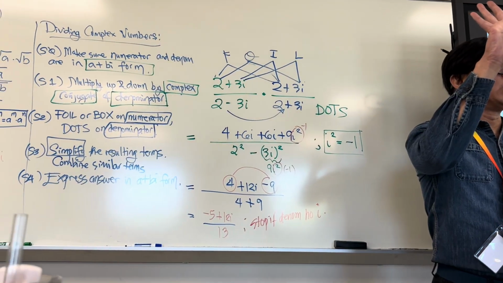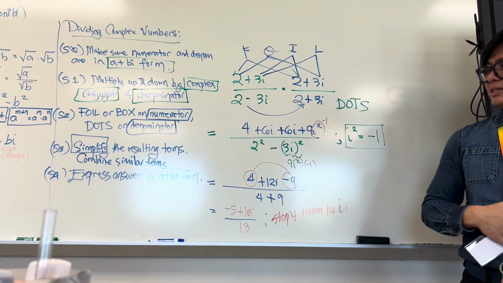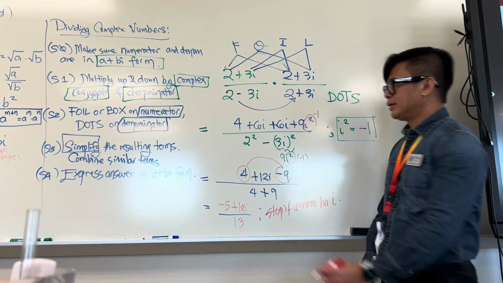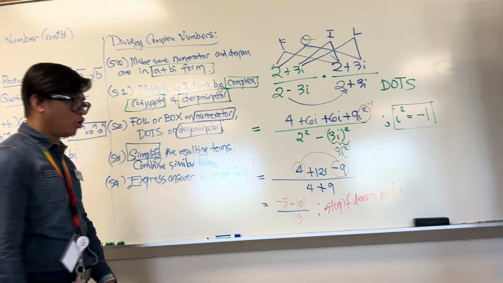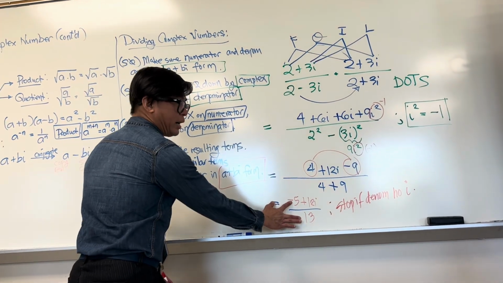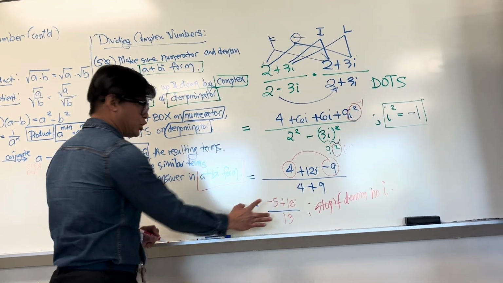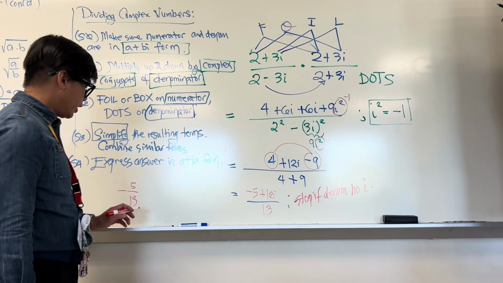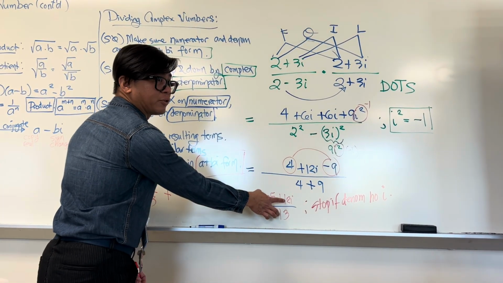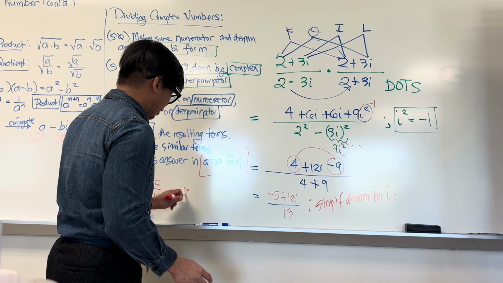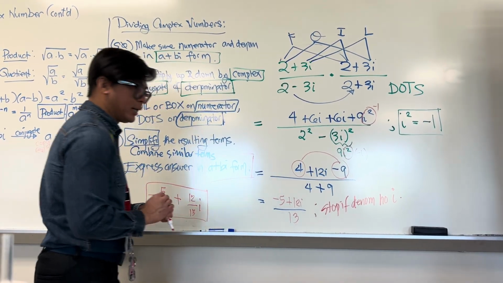Last step, number 4. Okay, Mackenzie. Express answer in a plus bi form. So if you want to express your answer in a plus bi form, what's your a then? You combine these two. What's that gonna be? Negative 5 over 13. That's your a, the real part. Plus, what's your bi? See this 12, 13? Combine them as well with i. So that should be your complete answer in there.